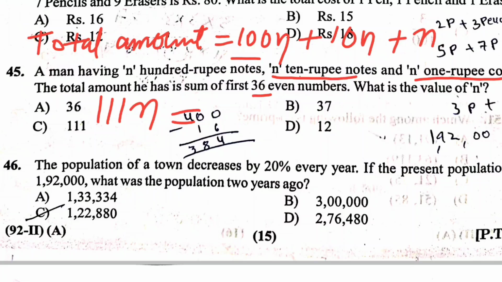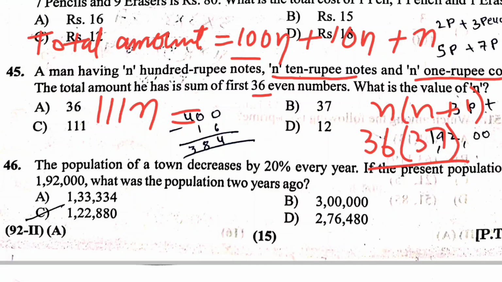Now the sum of the first n even numbers, the formula is n into n plus 1. So since we have 36 even numbers, these are consecutive numbers, in place of n I write 36 times n plus 1, which is 37. So this is the total amount he has, that is 36 into 37. So n will be equal to 36 into 37 divided by 111.